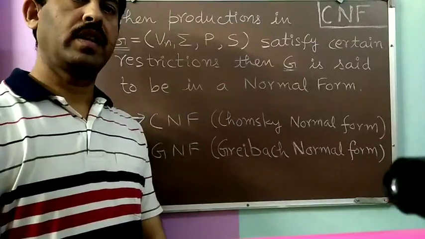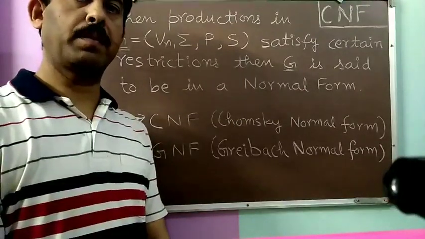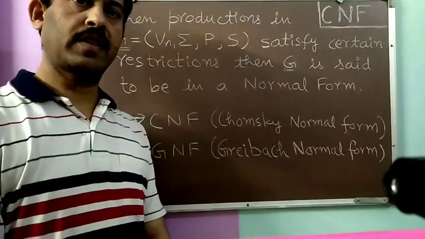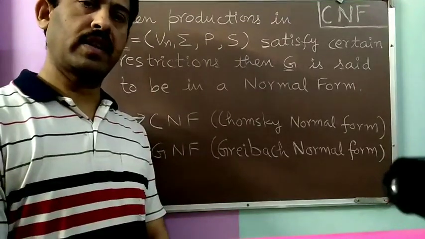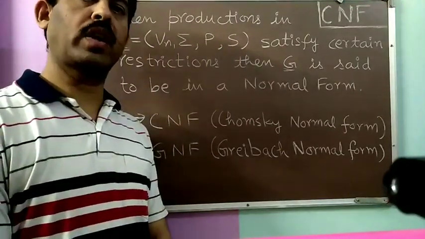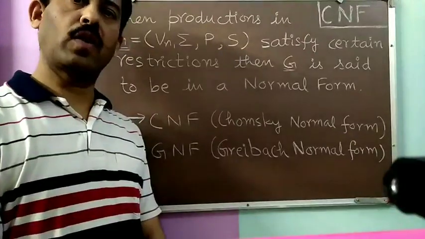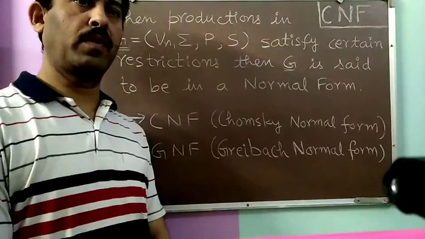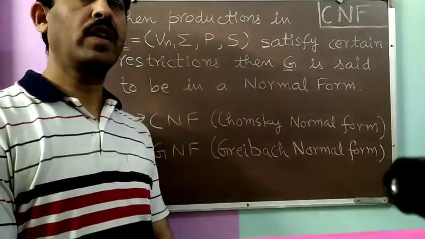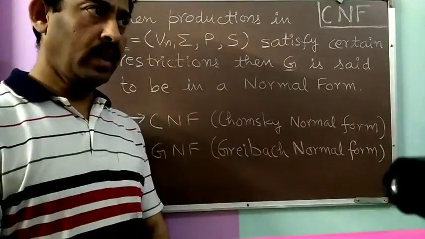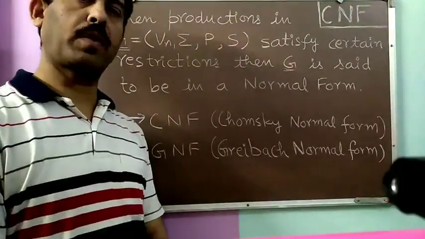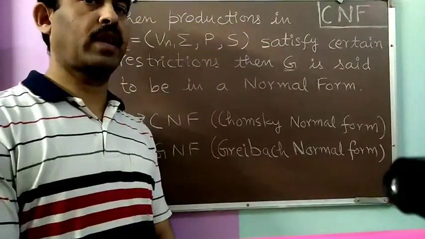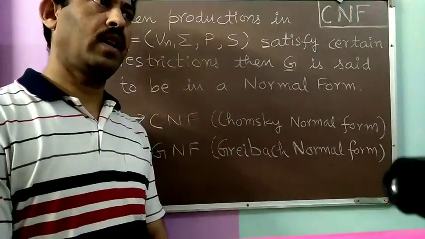Dear students, in previous sessions we have discussed simplifications of CFG. We have discussed four kinds of simplification: the removal of variables that do not derive terminal strings, removal of all the symbols that do not appear in any sentential form, removal of null productions, and removal of unit productions. In today's session we will discuss the normal forms of context-free grammar, normal forms of CFG.